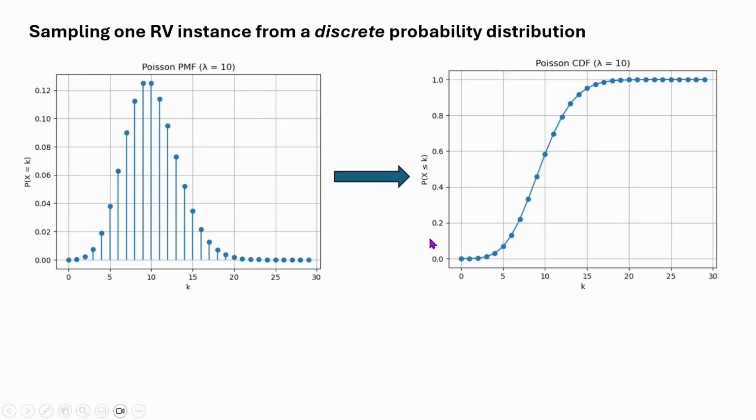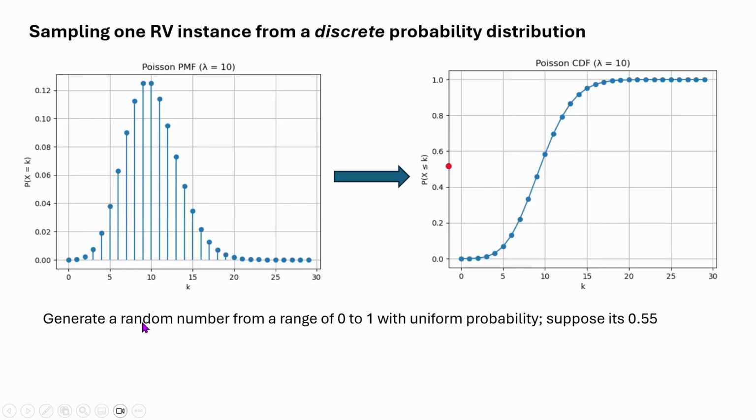That is called the CDF. Now, the first thing we have to do is construct the CDF. Then we have to generate a random number in the range of 0 to 1, because the y-axis has a range of 0 to 1, with uniform probability, basically. And you can guess that maybe that number is 0.55. I mean, it can be anything, but I'm just putting a random number here, 0.55, and it sits right here.